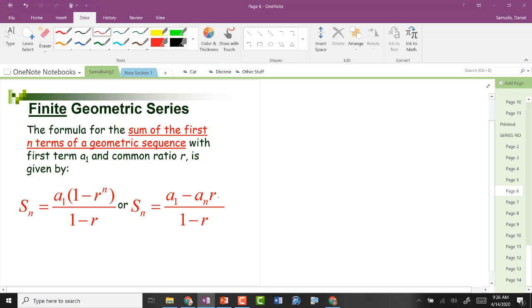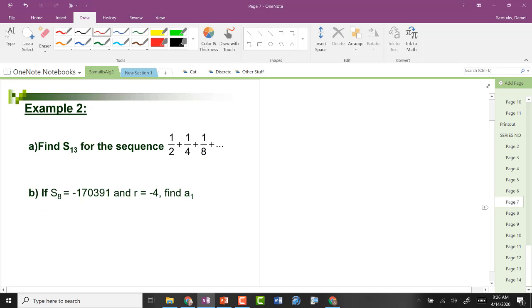All right, so next example. Finding the sum of the first 13 terms for the series. So for the sequence, you have a half, a fourth, and an eighth. When we're finding the sum of the first 13 terms, again, our formula is our first term, which is a half, times 1 minus the common ratio. Well, 1/4 divided by a half, or 1/8 divided by a fourth, the common ratio is a half, to the 13th power over 1 minus a half.